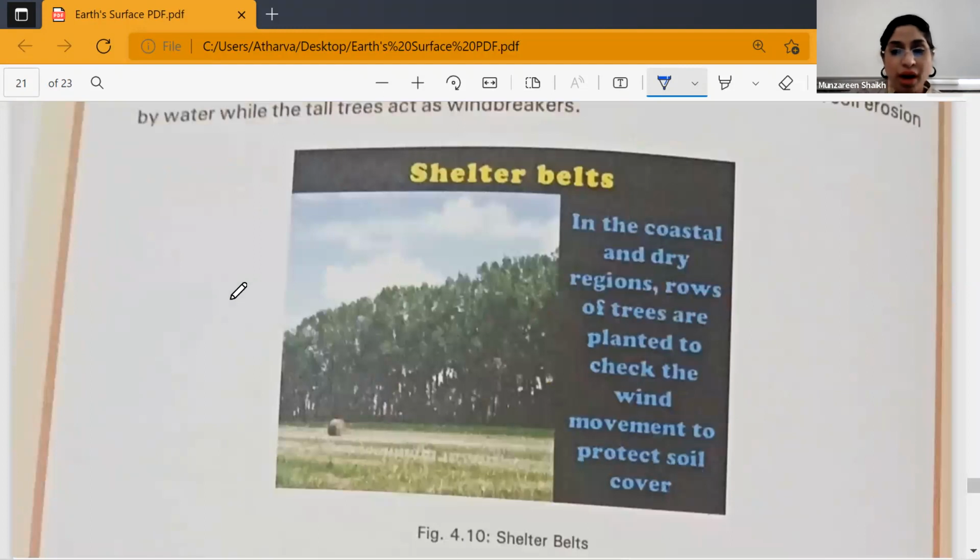In coastal and dry regions, rows of trees are planted to check the wind movement to protect the soil cover. So, how do we come to know the direction of the wind because of the trees? Ma'am, if the wind blows, the leaves on the trees also blow, so it shows you the direction of the wind movement.